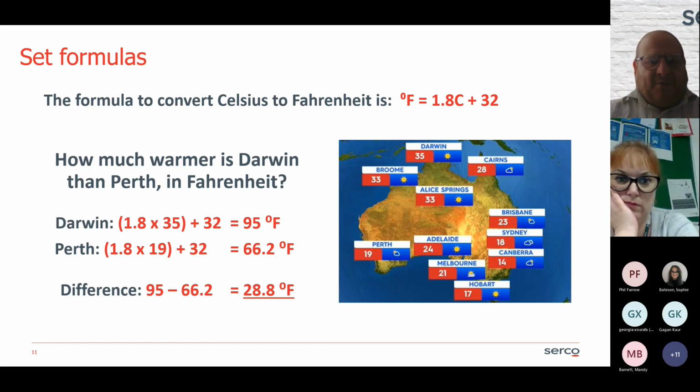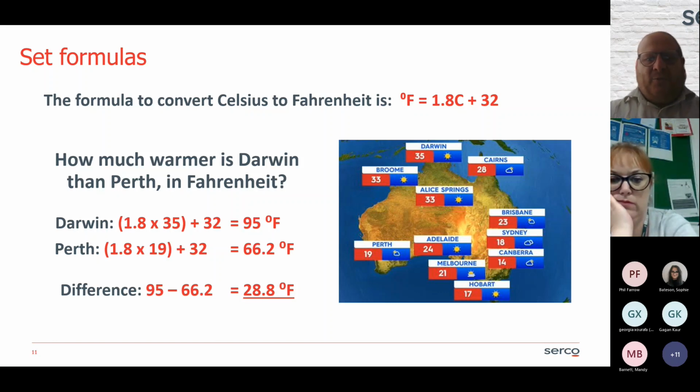But my question here is going to be, how much warmer is Darwin than Perth? I know it's not a massive image, but hopefully you can see at the top there, Darwin is 35 degrees and Perth is 19 degrees, but that's in Celsius, and I want the answer in Fahrenheit. So if we're working out the difference in Fahrenheit between Darwin and Perth, we need to convert Darwin's to Fahrenheit and we need to convert Perth's to Fahrenheit.